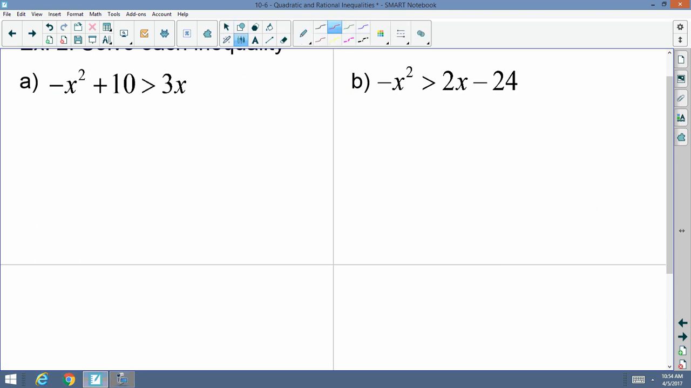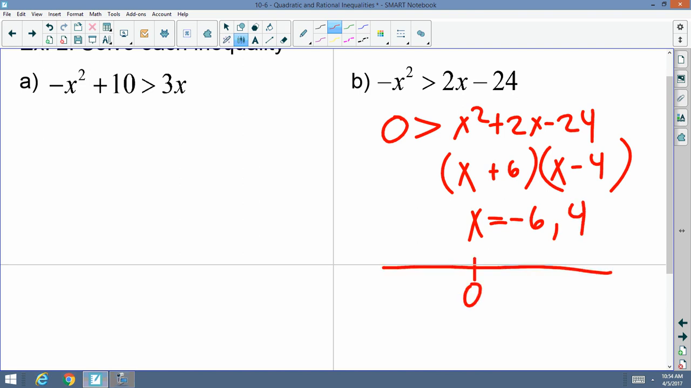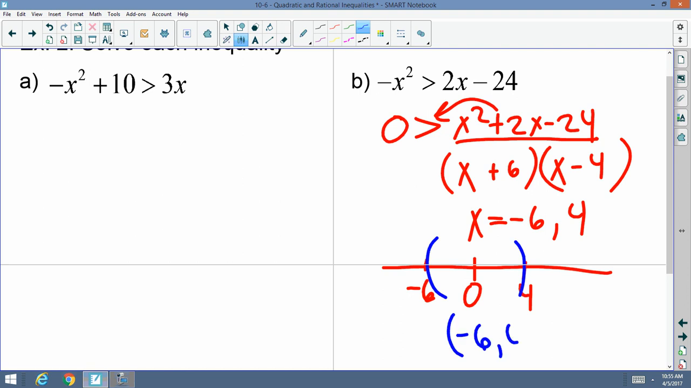Next. Okay, I've got here 0 is greater than x squared plus 2x minus 24. I'm going to go ahead and factor to find my potential zeros here. What times what is negative 24, but when added together is positive 2? Positive 6 and negative 4. Great. So my x equals negative 6 and 4. So that means that I have negative 6 and a 4. But this function, is it less than or greater than 0? Less than, and. So I know if it's an AND, it's going to be this guy right here. So my answer is negative 6, comma 4.